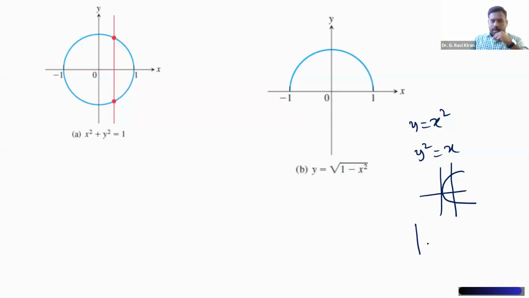But if you are given a parabola of this kind, x square is equal to y, then wherever you draw a vertical line, it crosses the function at only one location. Then you see it is a function in this case, but not in this case.